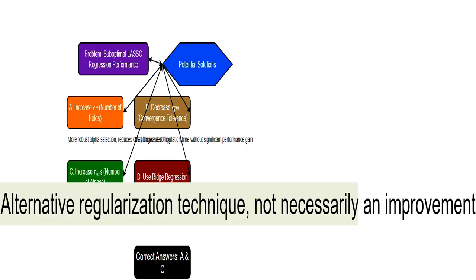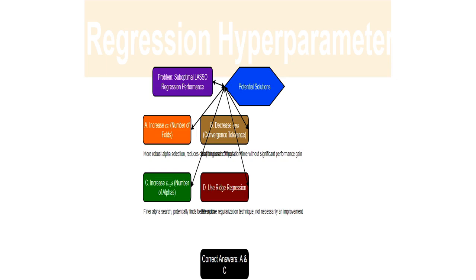Ridge regression is another regularization technique, an alternative to lasso. It handles correlated variables differently. Switching to ridge regression isn't necessarily better, it's just a different approach. It's not a direct improvement for this particular LassoCV problem. These options address possible causes of poor performance of your lasso regression. I'm going to carefully evaluate each one.